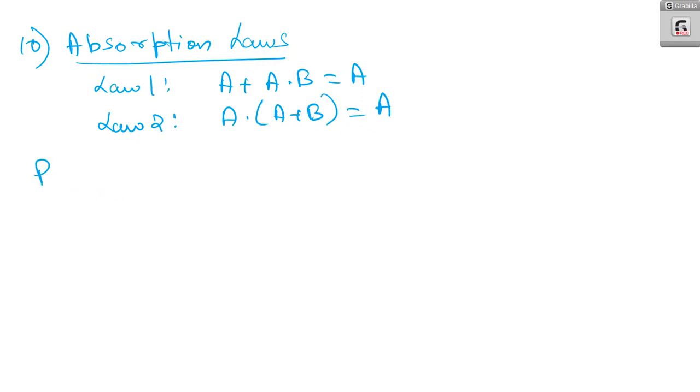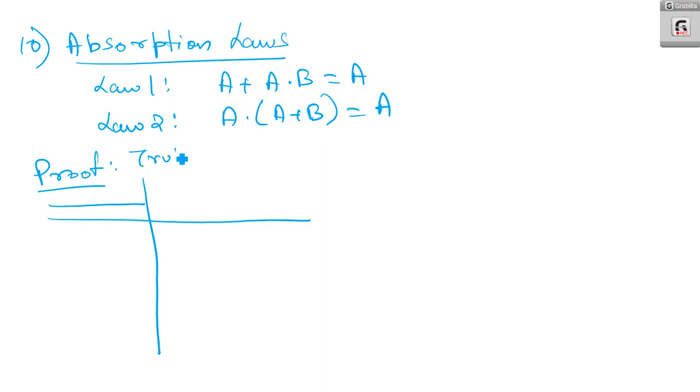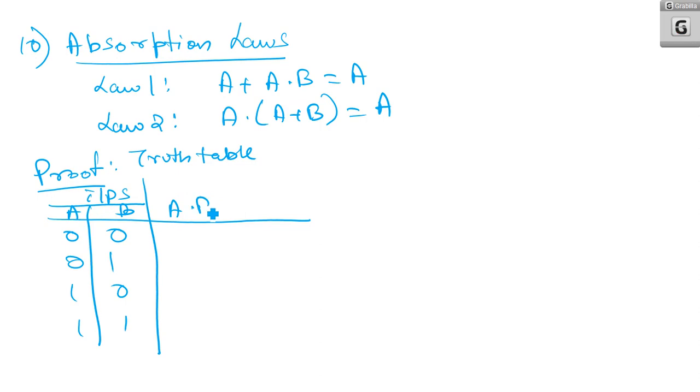So to have a proof of it, I have only two inputs, A and B, in truth table form. So I am having two inputs, A and B. So 0, 0, 0, 1, 1, 0 and 1, 1. Now I write A and B. Here what do we get? 0 and 0, that is 0. 0 and 1, 0. 1 and 0, 0. 1 and 1 is 1.